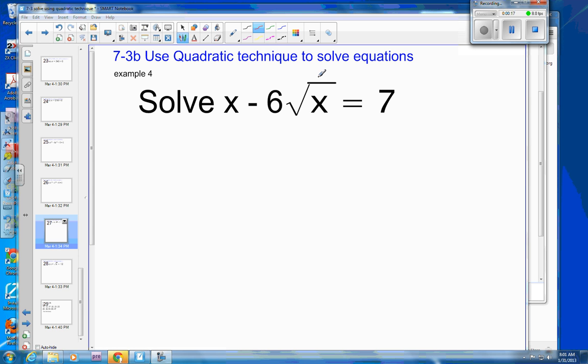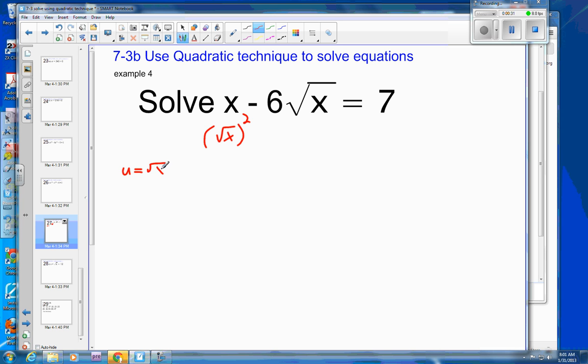What I'm looking at is this is a square root of x, and this could actually be written as the square root of x squared. And since that's the case, this will work, so I'm going to say u is going to be equal to the square root of x. So I'm not putting the square root of x through my entire problem.